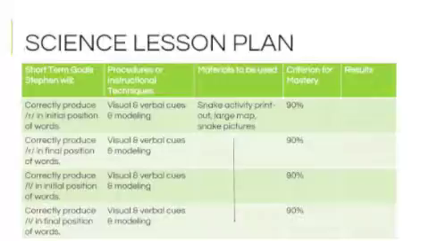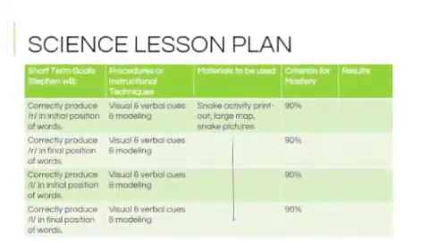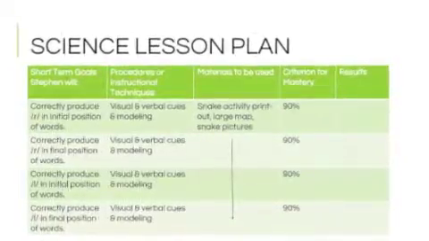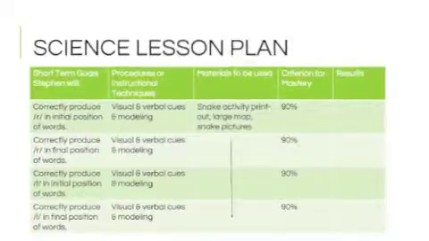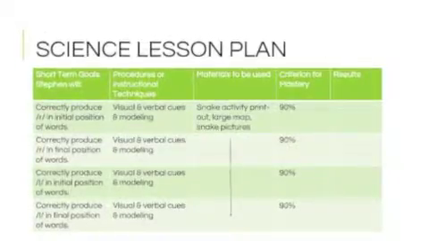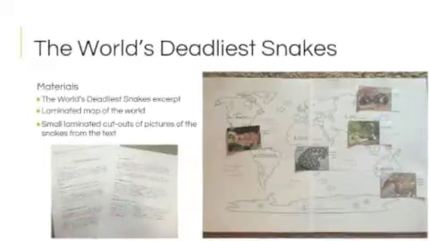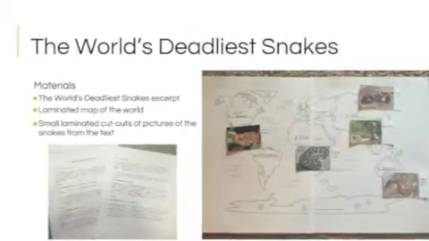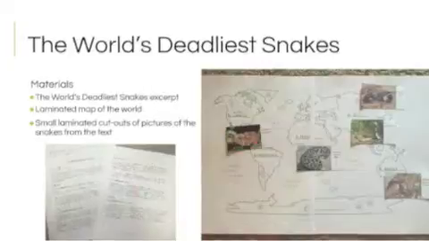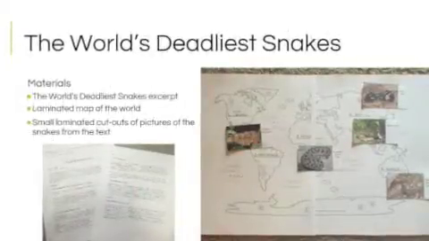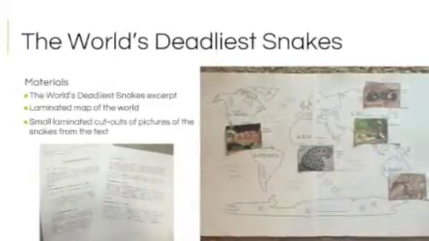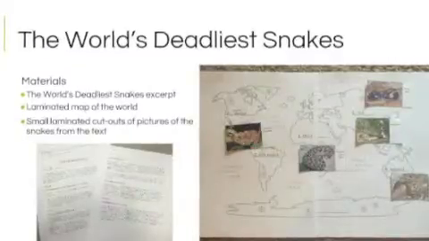We just made a chart with our goals, the procedures we'll be using for each goal, and the materials, which you can see on the next slide. We have the actual excerpt with a bunch of the words that we're going to target highlighted. We have a map of the world where he can label the continents and put the snakes in their correct places. And then we have our sources, of course.